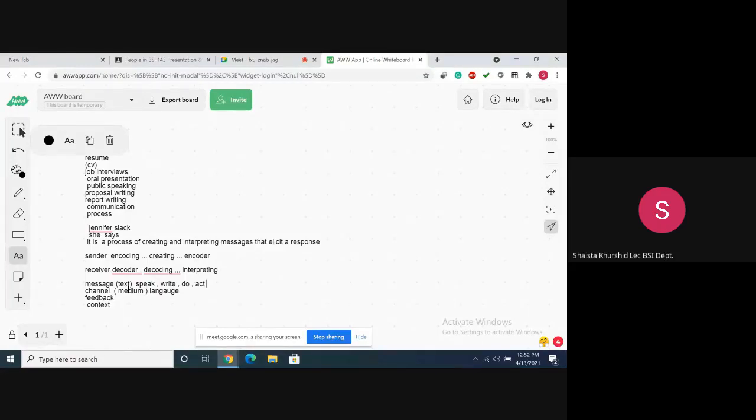So anything that gives us an idea or a thought is basically a text. Whatever we speak, whatever we write, or whatever we do is basically a text. It's not only the written one, it's not only the spoken one, or it's not only the action, right? And channel is the medium, or it's the language, feedback is the response, but context is basically the environment which affects this process of communication.